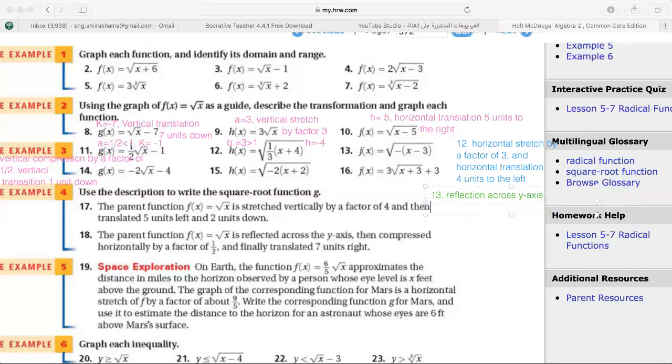And x minus 3. So it is a horizontal translation. H is here 3. So when h is positive, it is to the right. And horizontal translation 3 units.